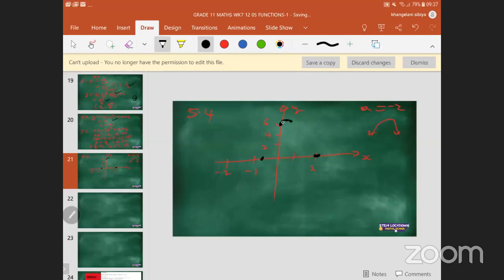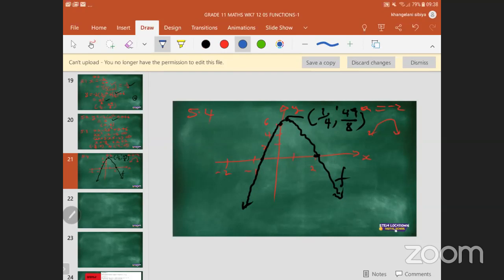Then you sketch the graph. Obviously, this is your turning point. So it will go like this, and you go down like this. This is our f. It is very important to indicate our turning point there, which is (1/4, 49/8). How many marks? This is 3 marks. Let me show you how to allocate marks for this one. There is a mark for the shape, a mark for the intercepts, and a mark for the turning point.